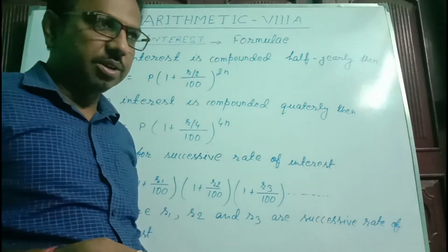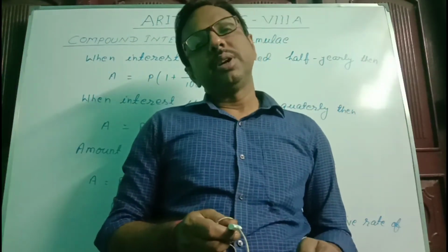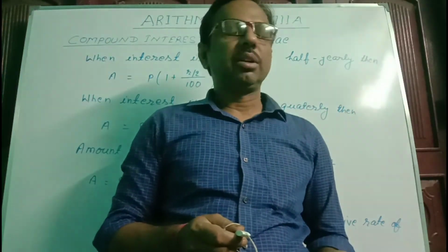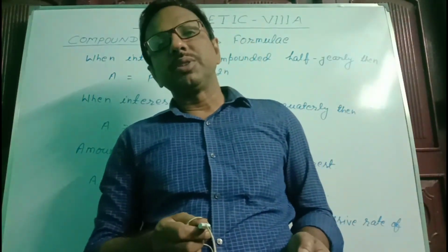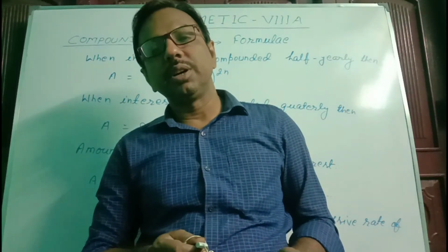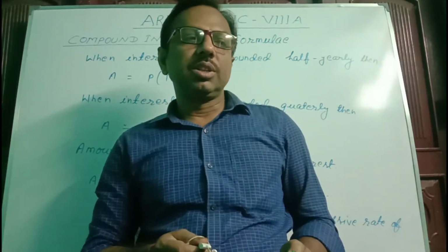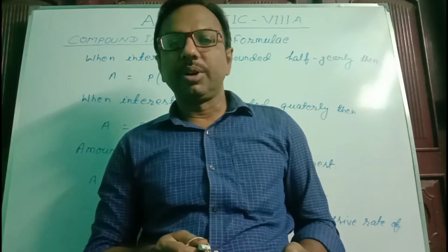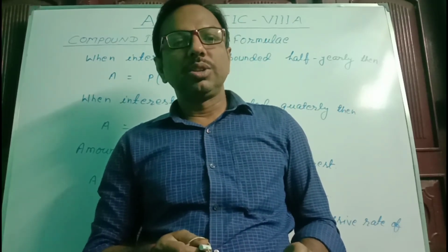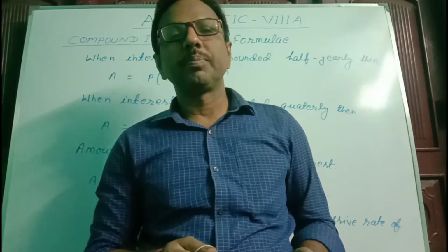What is this successive rate of interest? Different rates of interest for different years. Suppose in the first year the rate of interest is 3%, in the second year the rate of interest is 4%, in the third year the rate of interest is 5%. So you are seeing these are different rates of interest for different years. These different rates of interest for different years are called successive rates of interest.